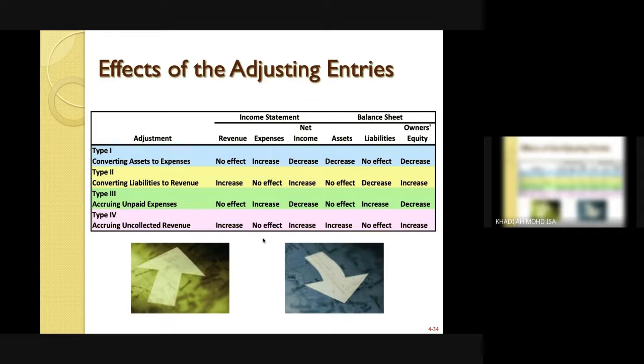All right, so this is the summary effect of the adjusting entries. Converting asset to expenses, converting liability to revenue, accrued unpaid expense, accrued uncollected revenue. What kind of accounts are actually affected?